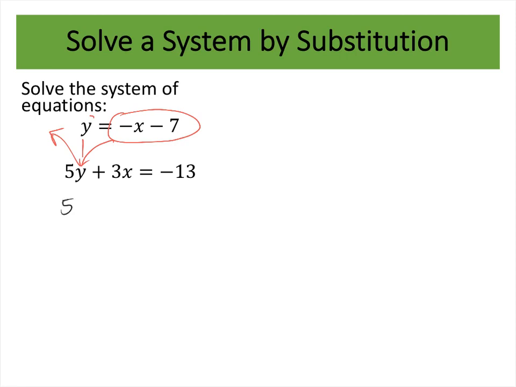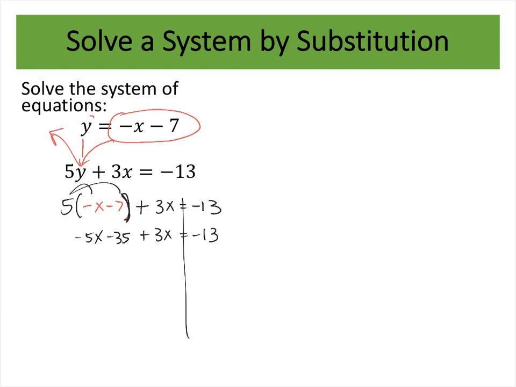So we see 5 times negative x minus 7, I'm replacing the y with the stuff above, plus the 3x from before. Plus 3x equals negative 13. And now we're going to solve this like you would solve any one variable equation. We have to distribute, so negative 5x plus 3x equals negative 13, and we combine like terms, so we have negative 2x minus 35 equals negative 13.